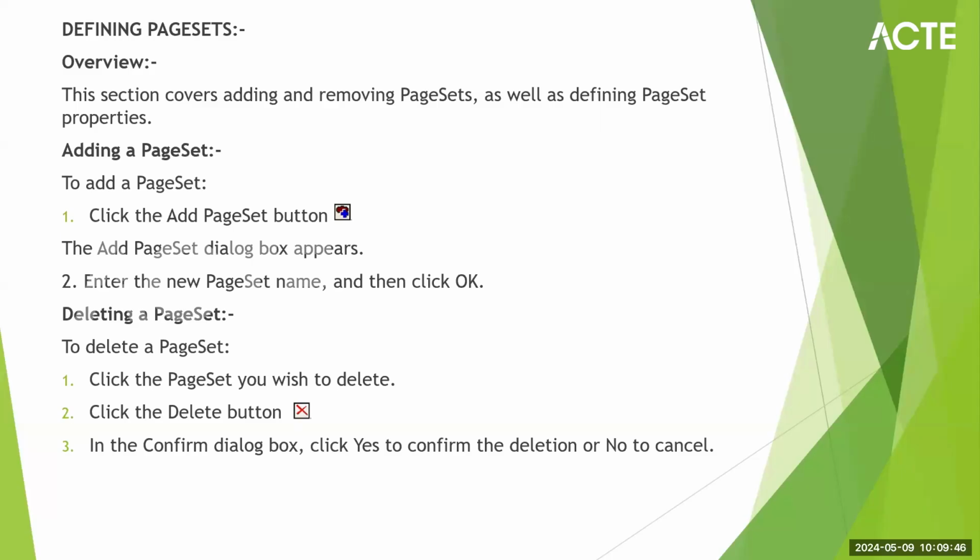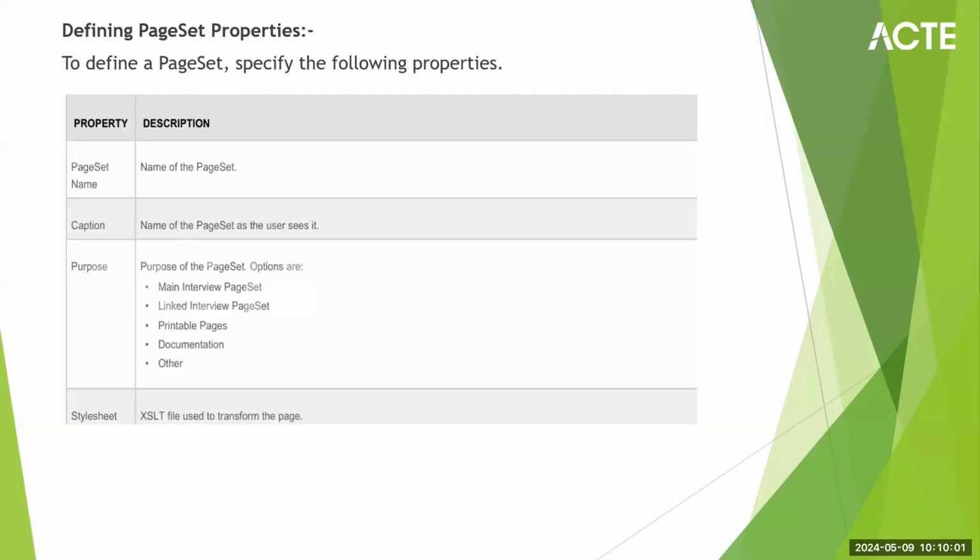Next, deleting a page set. To delete a page set, click the page set you wish to delete and click on the delete button. In the confirmation box, click Yes to confirm the deletion or No to cancel.